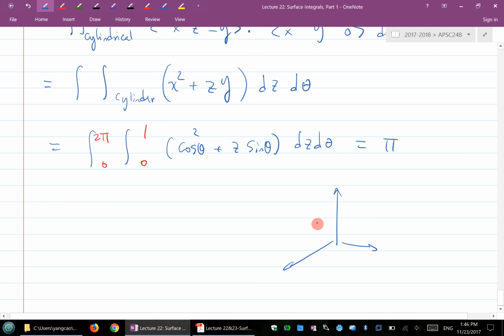I want you to exercise yourself: what if we really just include the top and the bottom surface? And then what will be the total for our flux now? So try it out. We'll finish the next case in the next lecture. Okay, thank you.